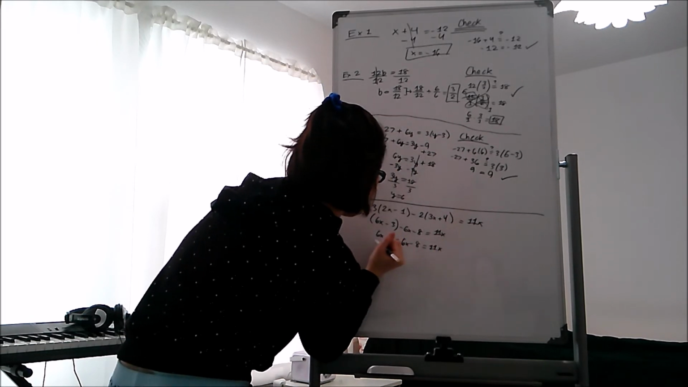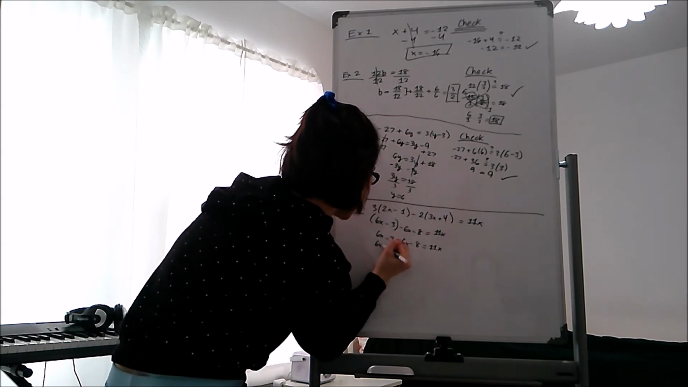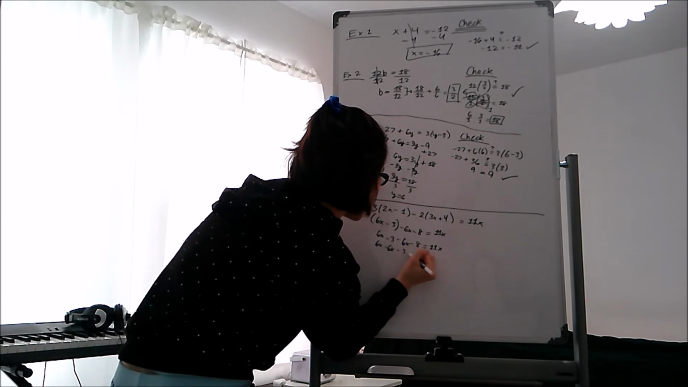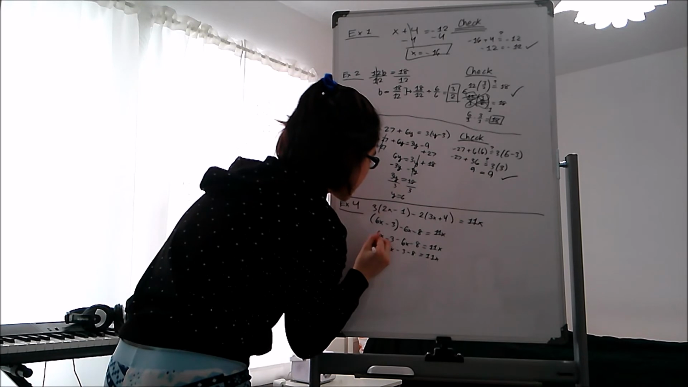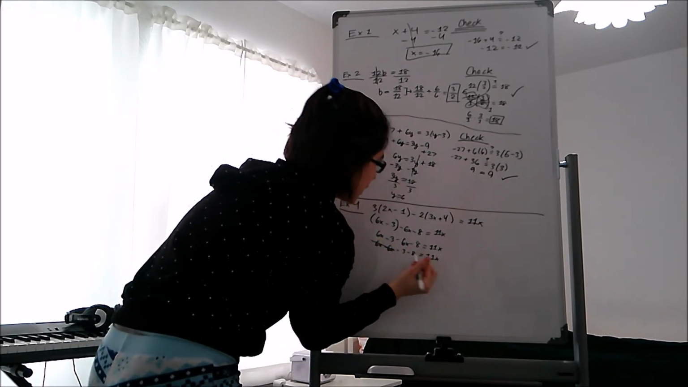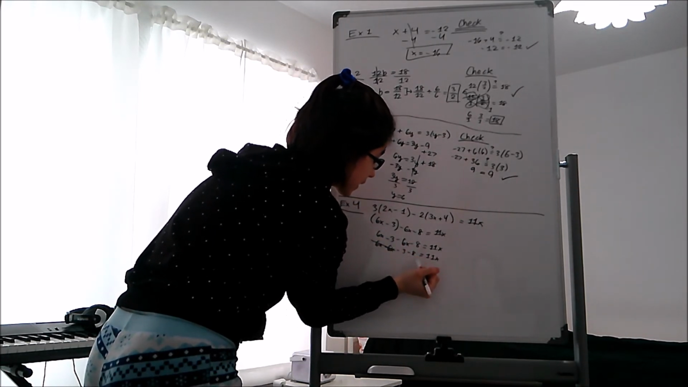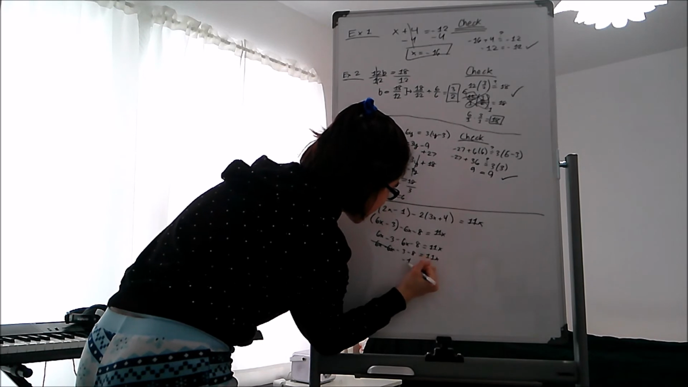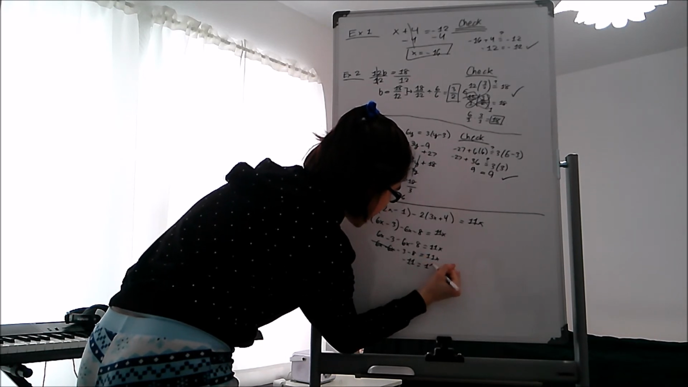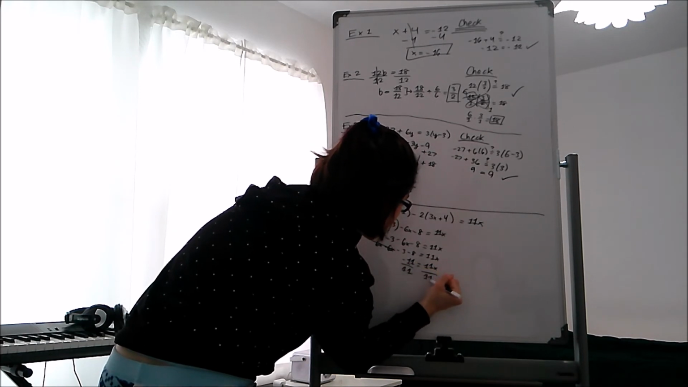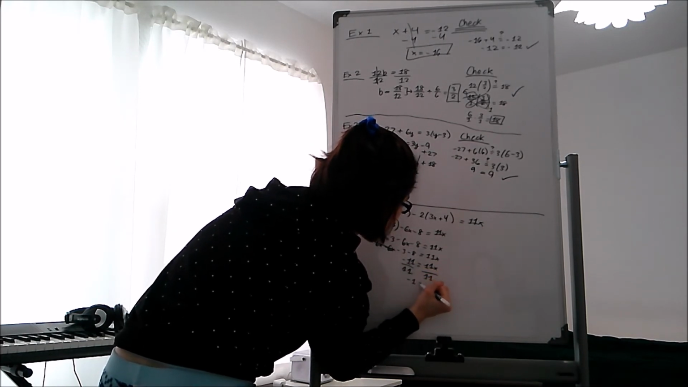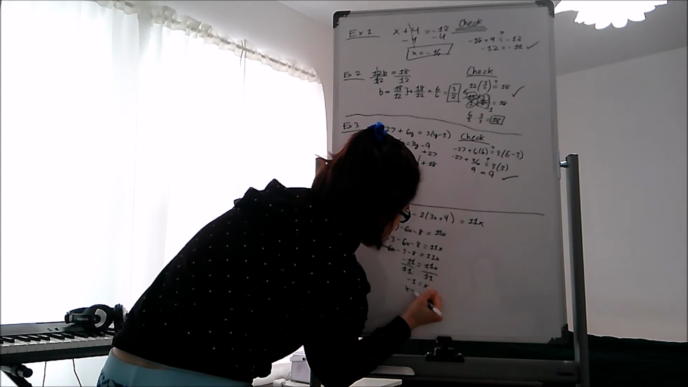So now we can move like terms together. 6x minus 6x minus 3 minus 8 equals 11x. 6x minus 6x is 0, so don't worry about that. So you just have negative 3 minus 8 on the left-hand side, so that is negative 11 equals 11x. You divide both sides by 11, and you get negative 1 equals x, or x equals negative 1.